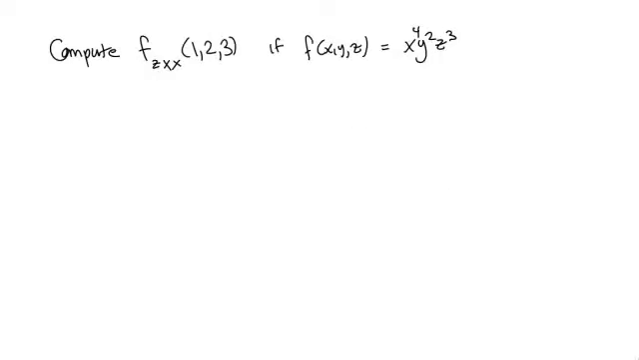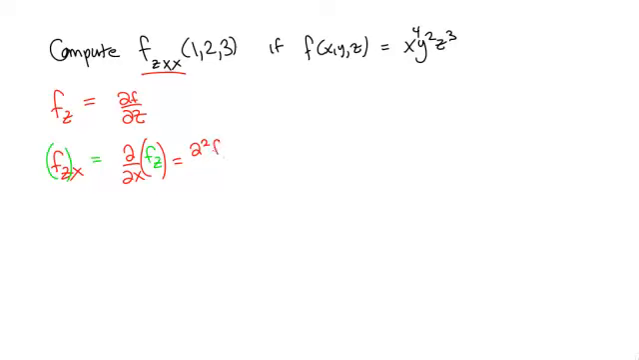As one last example, let's compute f sub zxx at the point 1, 2, 3 if f of xyz is equal to x to the fourth y squared z cubed. So the first thing I've got to do is decode what this is right here. I know that f sub z is supposed to be the partial derivative of f with respect to z. So what should f sub zx mean? Well, since I know what f sub z is, I should interpret it like this. This means take f sub z and differentiate it with respect to x. And so this is just another way of writing the partial derivative with respect to x with respect to z.